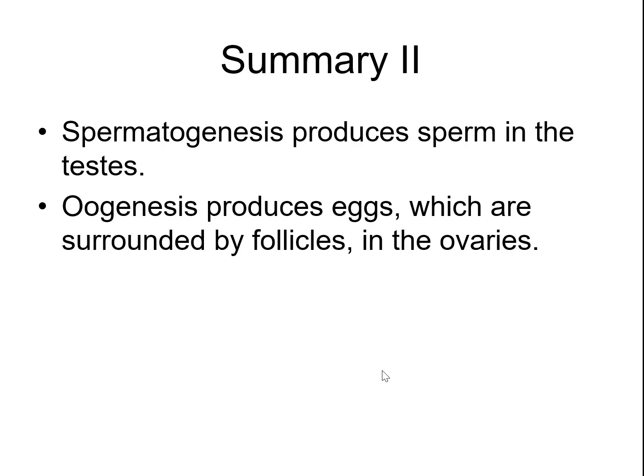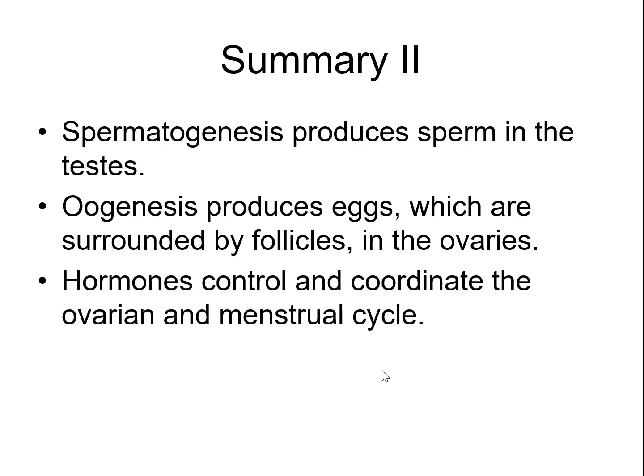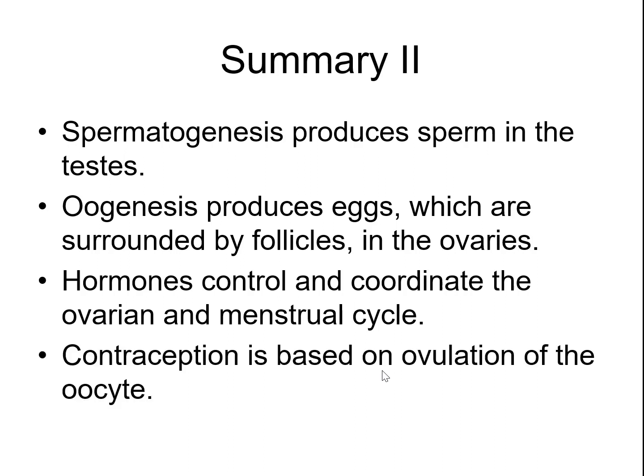Oogenesis, we start off with 1 cell and it only gets 1 egg, which is actually only completing meiosis after fertilization. We know that hormones control and coordinate the ovarian and menstrual cycles. Remember, ovarian and menstrual cycle have to be coordinated. And then finally, contraception is based on the ovulation of the oocyte. No ovulation, no pregnancy. All right, so that's basically what we're going to cover on the final exam, what we've covered so far in reproduction.